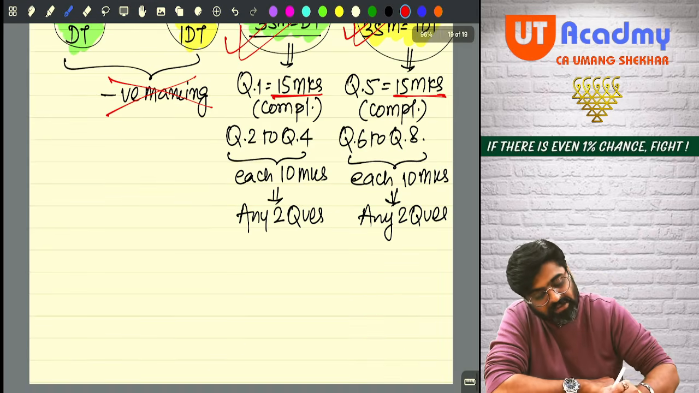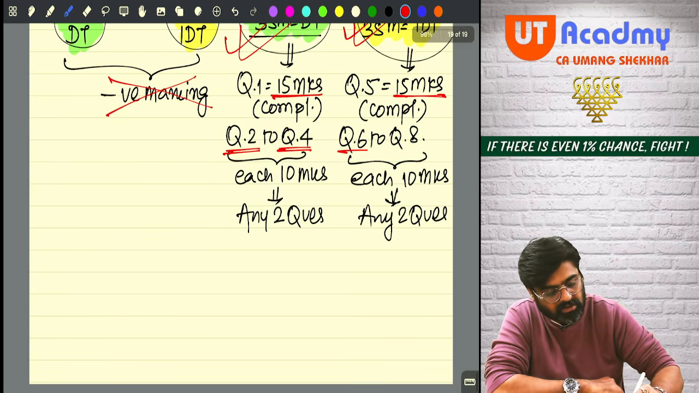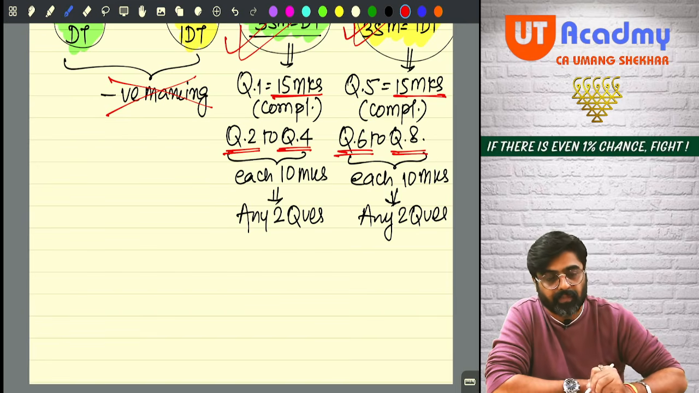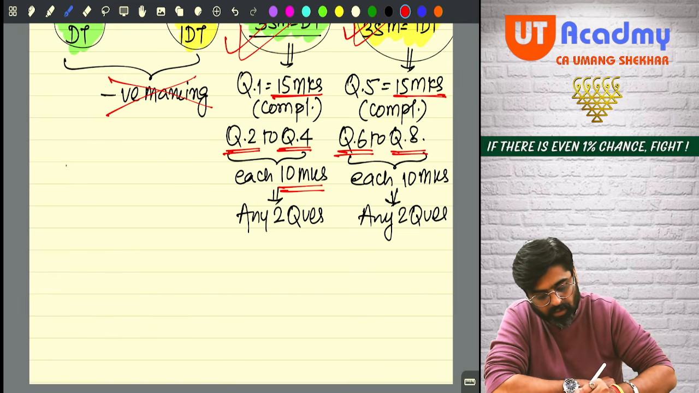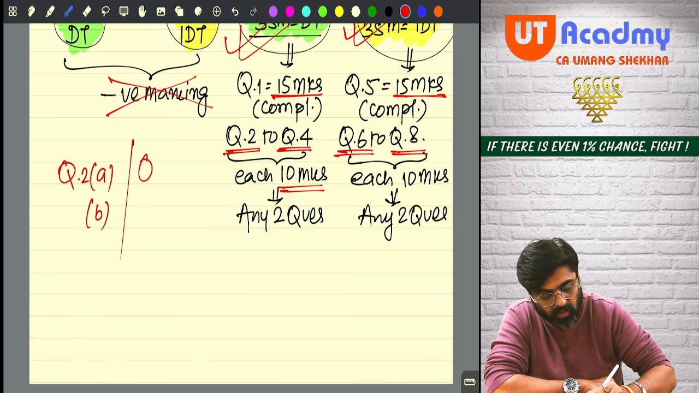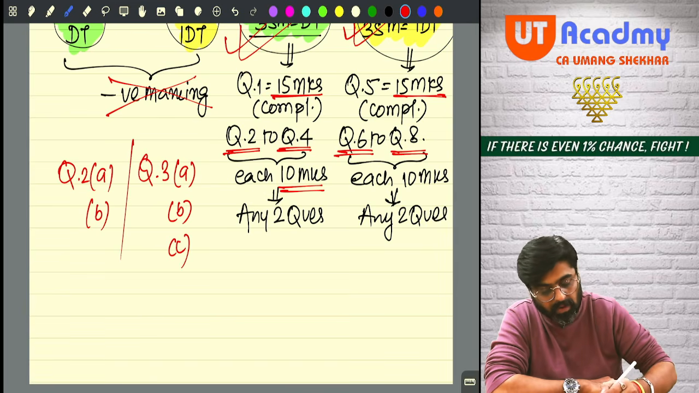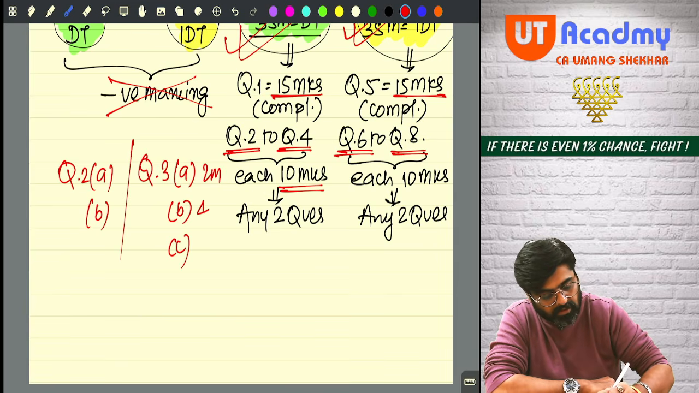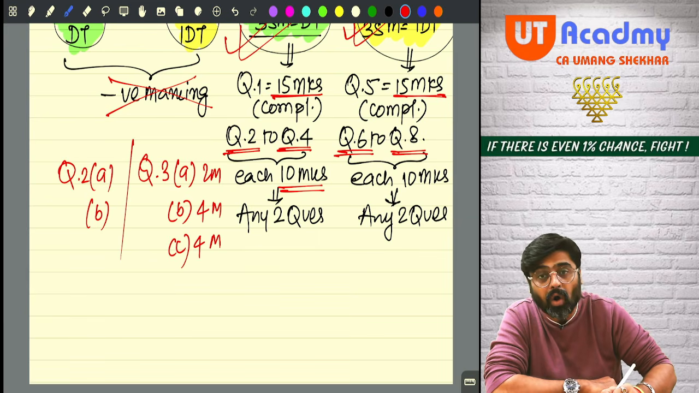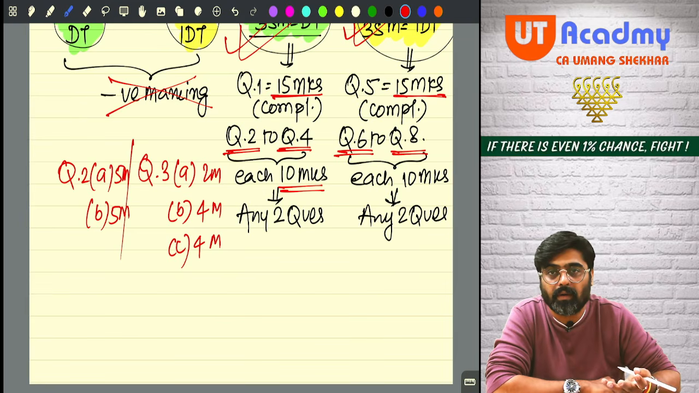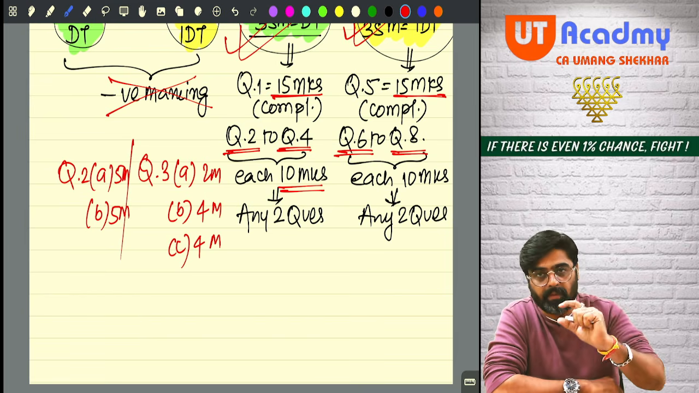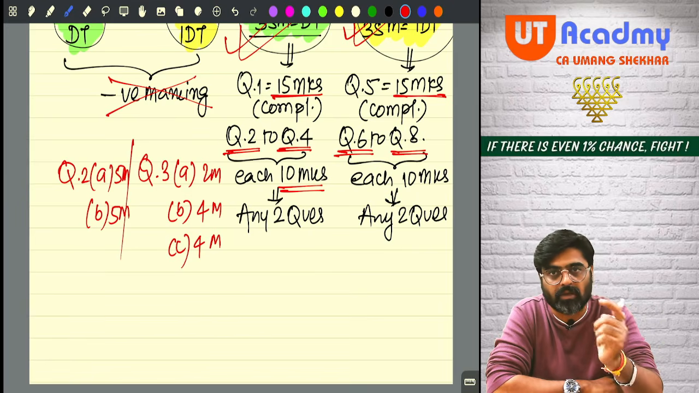But this question number 2 to question number 4 here, and question number 6 to question number 8, which are there for how many marks? 10 marks. So it can be anything. Question number 2A, B, or it can be question number 3A, 3B, and 3C. One question will be for 2 marks, and this question will be for 4 marks. Or this question will be for 5 marks, or this question will be for 5 marks. Right? So in the question itself, you will be getting small questions, sub questions.